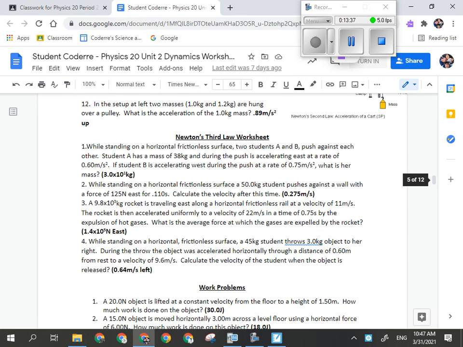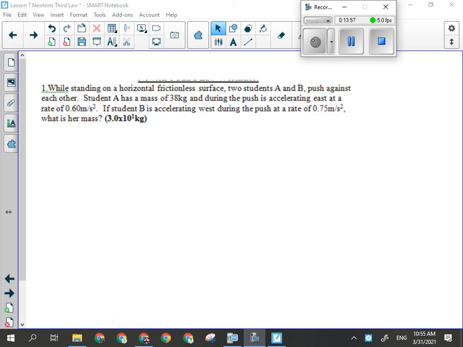All right, so I've only got 4 Newton's third law problems on here, so they won't take you very long, especially since none of them are box A pushes on box B, pushes on box C, pushes on box D, pushes on box W. They're all much simpler than that. Okay, so for question number 1, we got these 2 students and they're gonna push against each other.